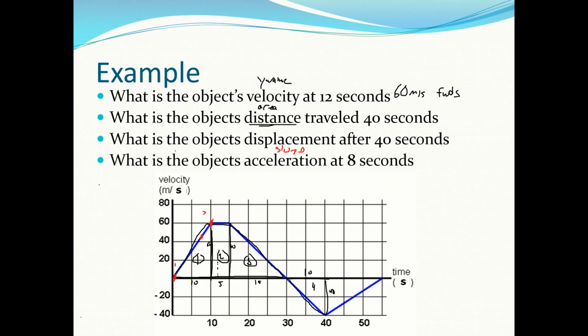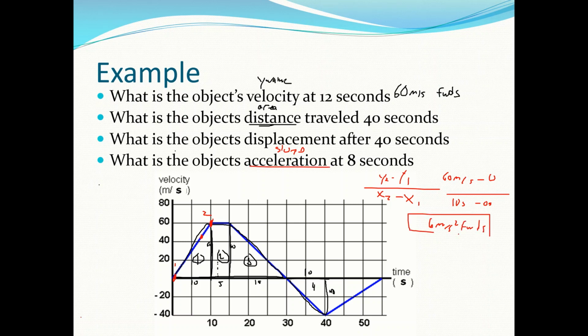So this is point 1, this is point 2. I go y2 minus y1 over x2 minus x1. My y2 is 60 meters per second minus 0. My x2 is 10 seconds minus 0 seconds. 60 divided by 10 is 6 meters per second squared, and acceleration is a vector, so I'd have to add on forwards to that.